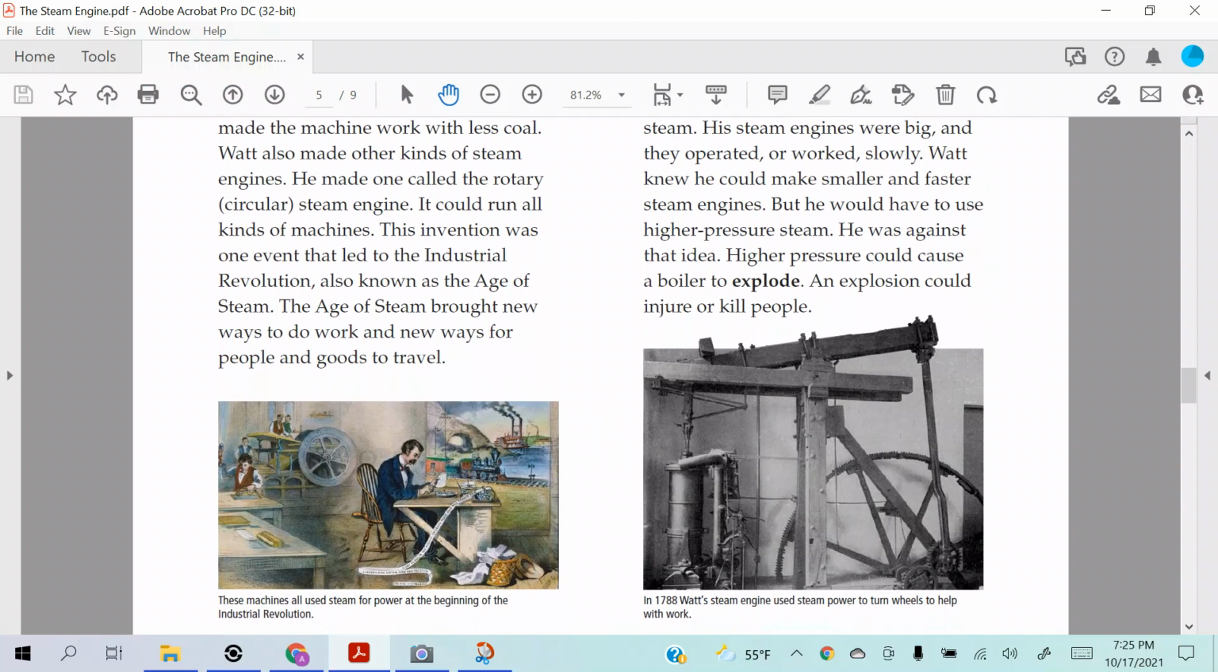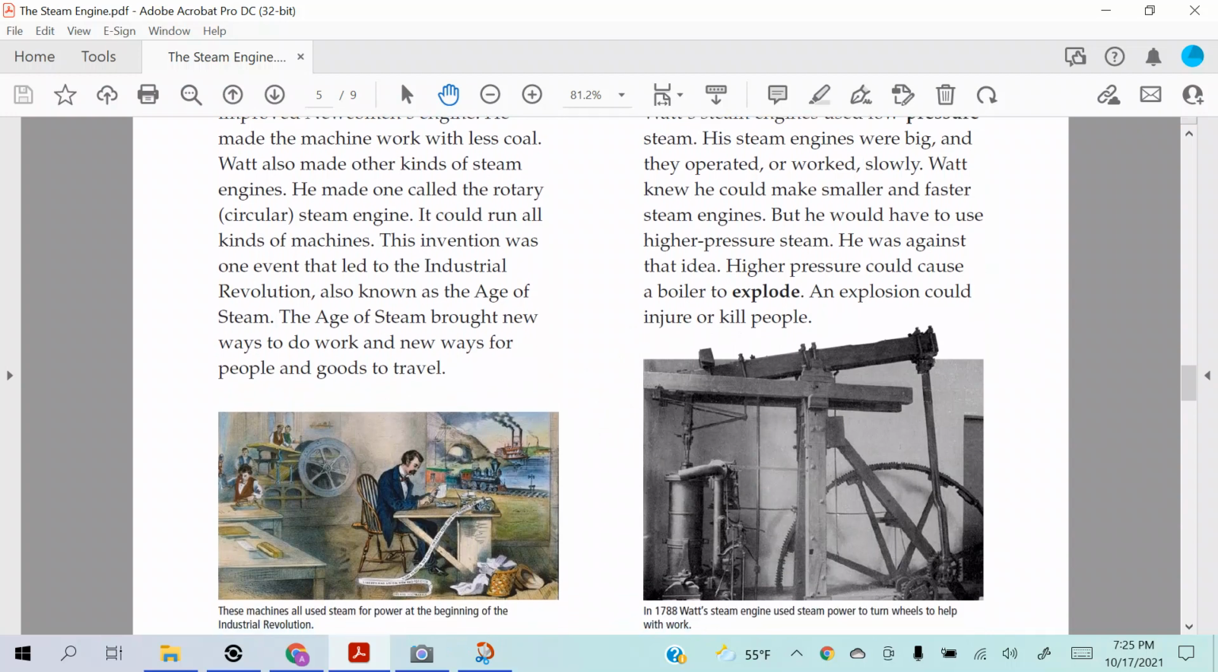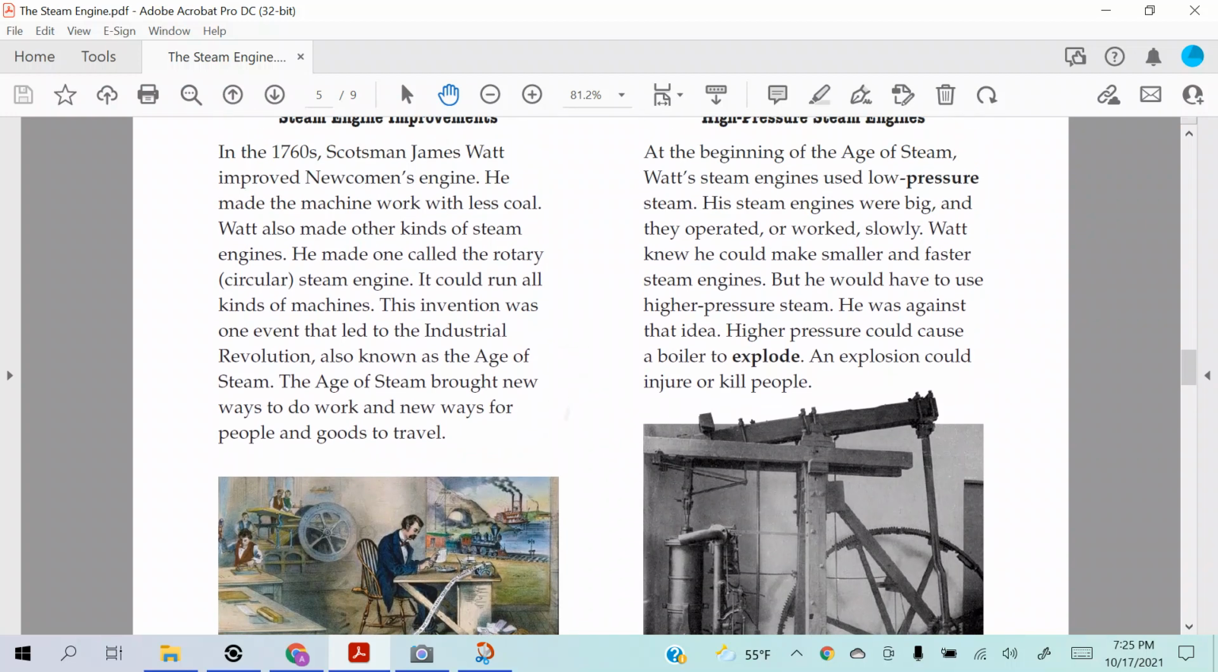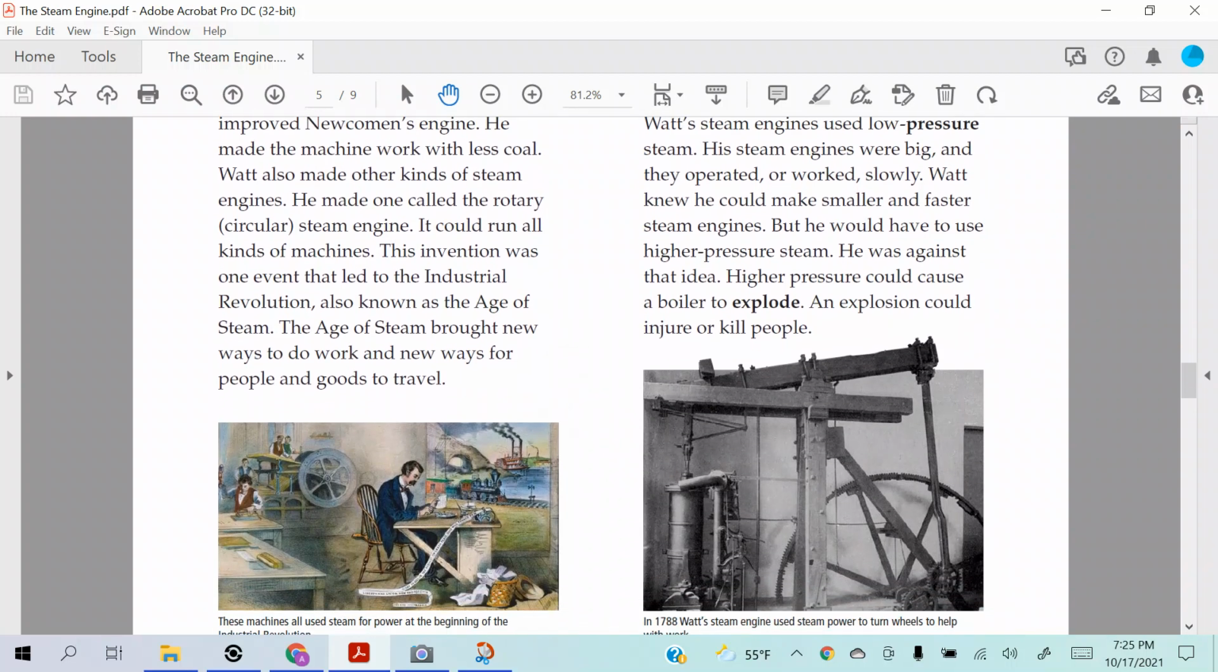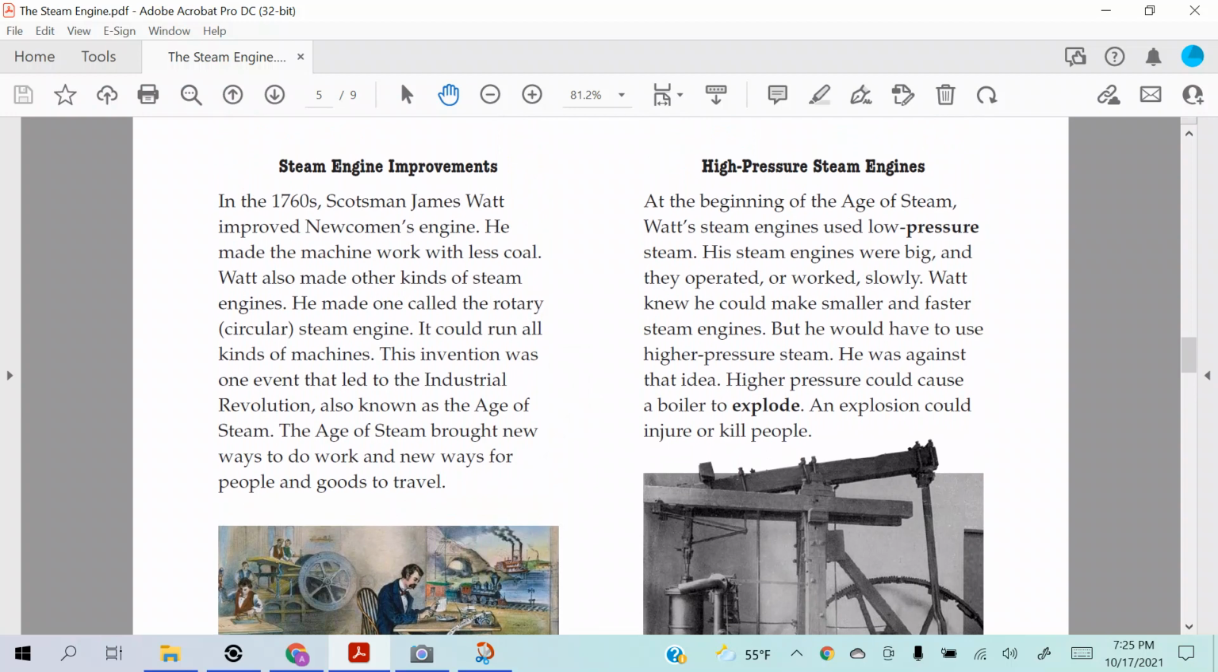The age of steam brought new ways to do work and new ways for people and goods to travel. See, he's got a train on there and a boat, a machine that looks like it's doing textiles. Yeah, it looks good. Looks pretty. But look at this one over here. It's a big steam powered machine.